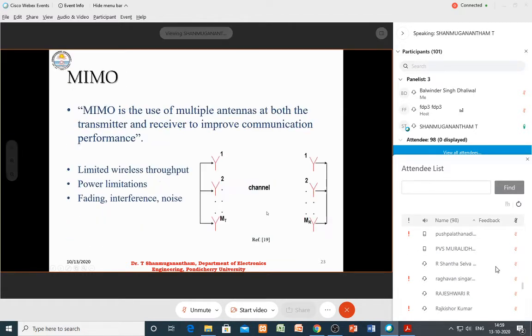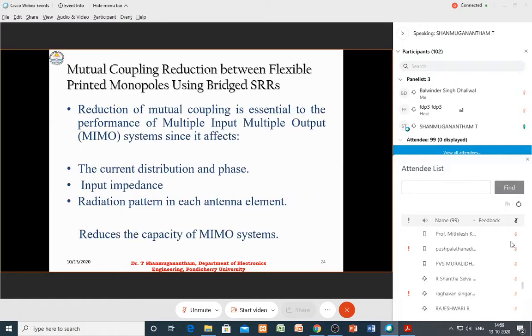And in other cases also, like MIMO, we can use this type of antennas, particularly multiple antennas for transmitter and receiver to improve the communication performance. And also there are limited wireless throughput and power limitations, then adding interferences and noise. For all those cases, we can develop these MIMO antennas.